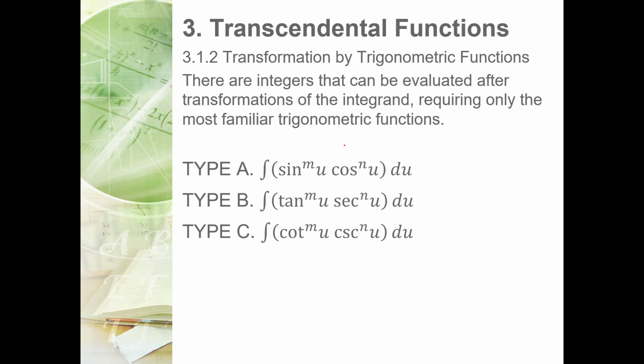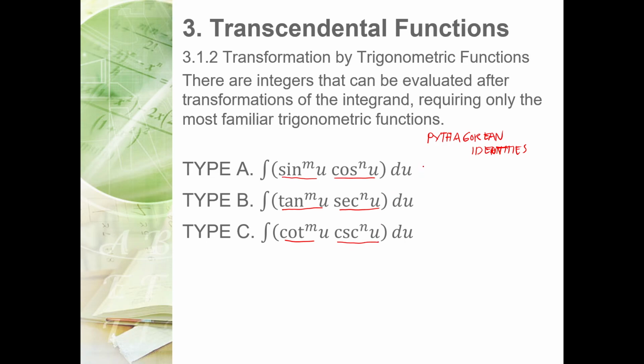So again, in this process for the three types, we're going to utilize the Pythagorean identities. As you can see in the different types, we have the sine and cosine pair up, tangent and secant, and then cotangent and cosecant pair up.